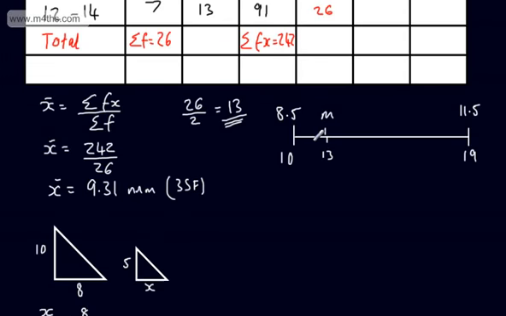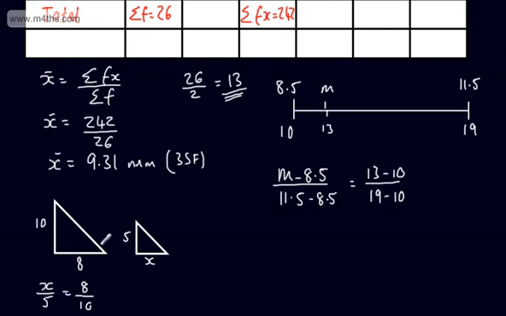What we do is the following. We say that m, the median value, minus 8.5 over 11.5 minus 8.5 will be an equivalent fraction to 13 minus 10 over 19 minus 10. So all we're doing is simply looking, and you can see that these are equivalent fractions. This has no real bearing, but it might help you in terms of just getting your head around this. Okay, so what we've got then, this is going to give me 3.